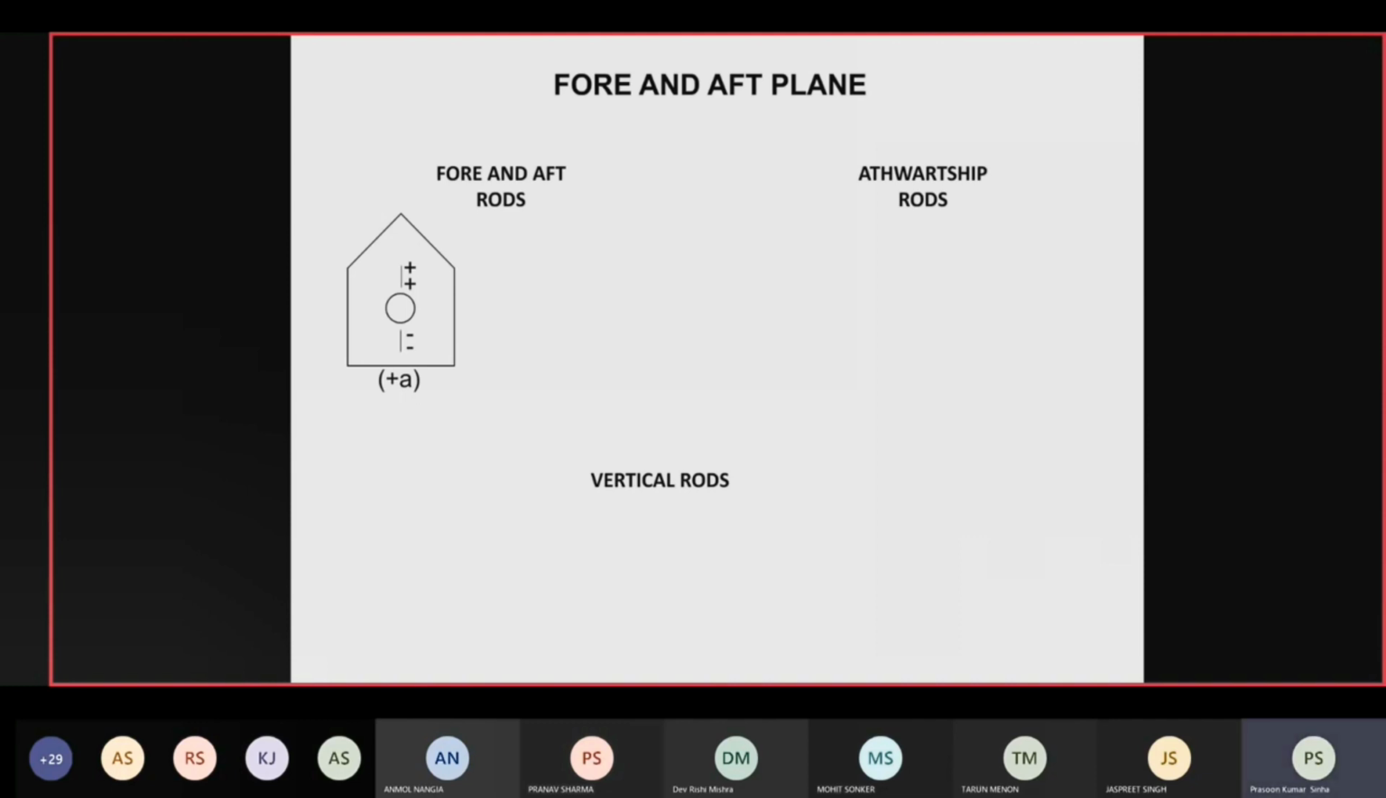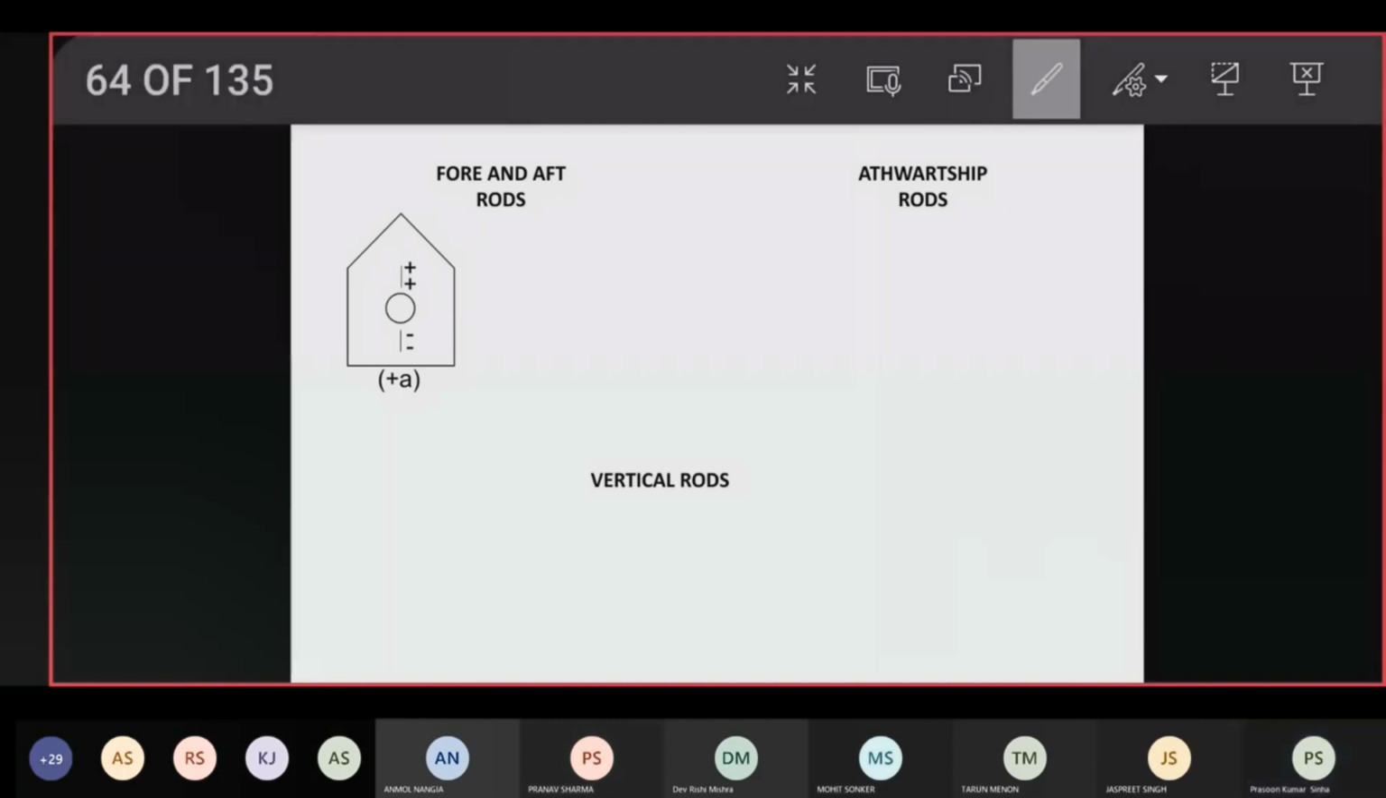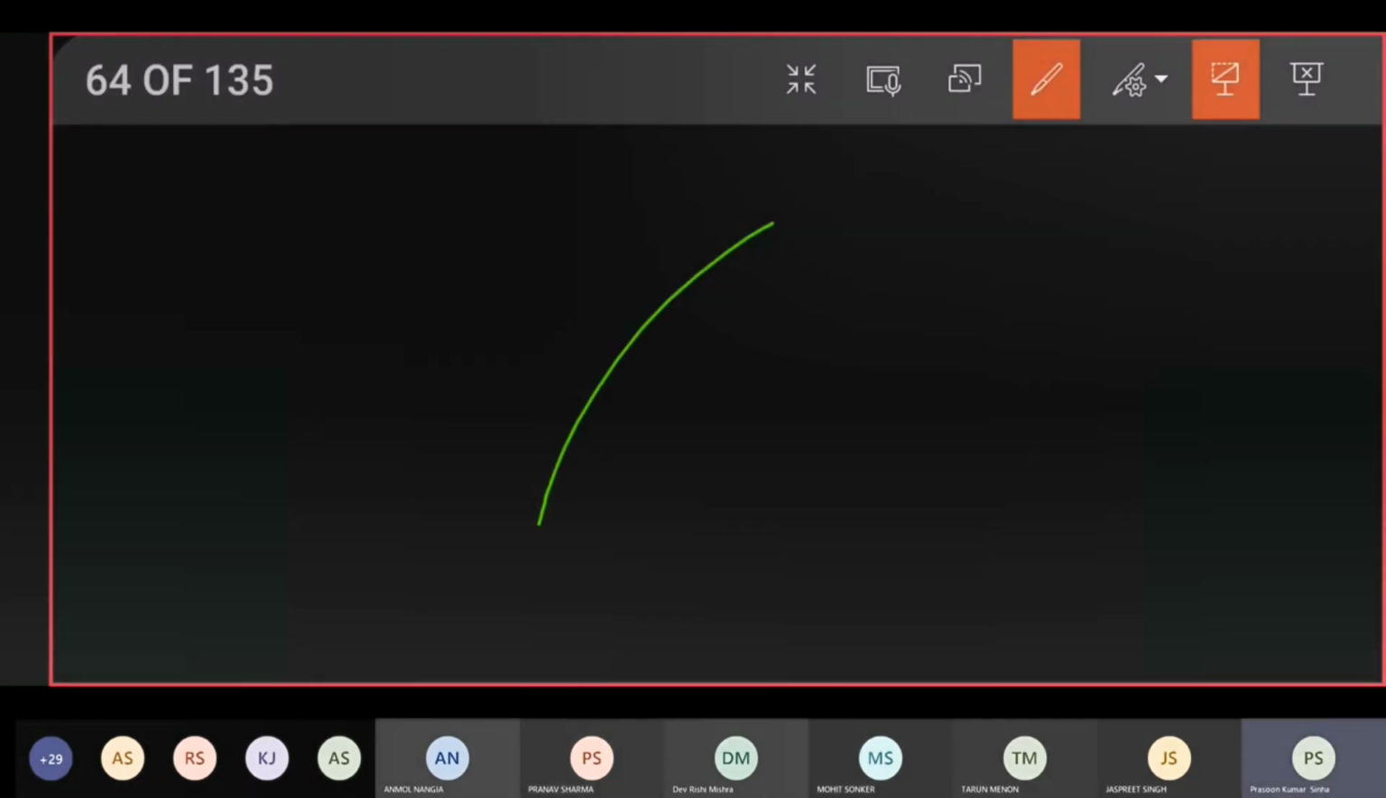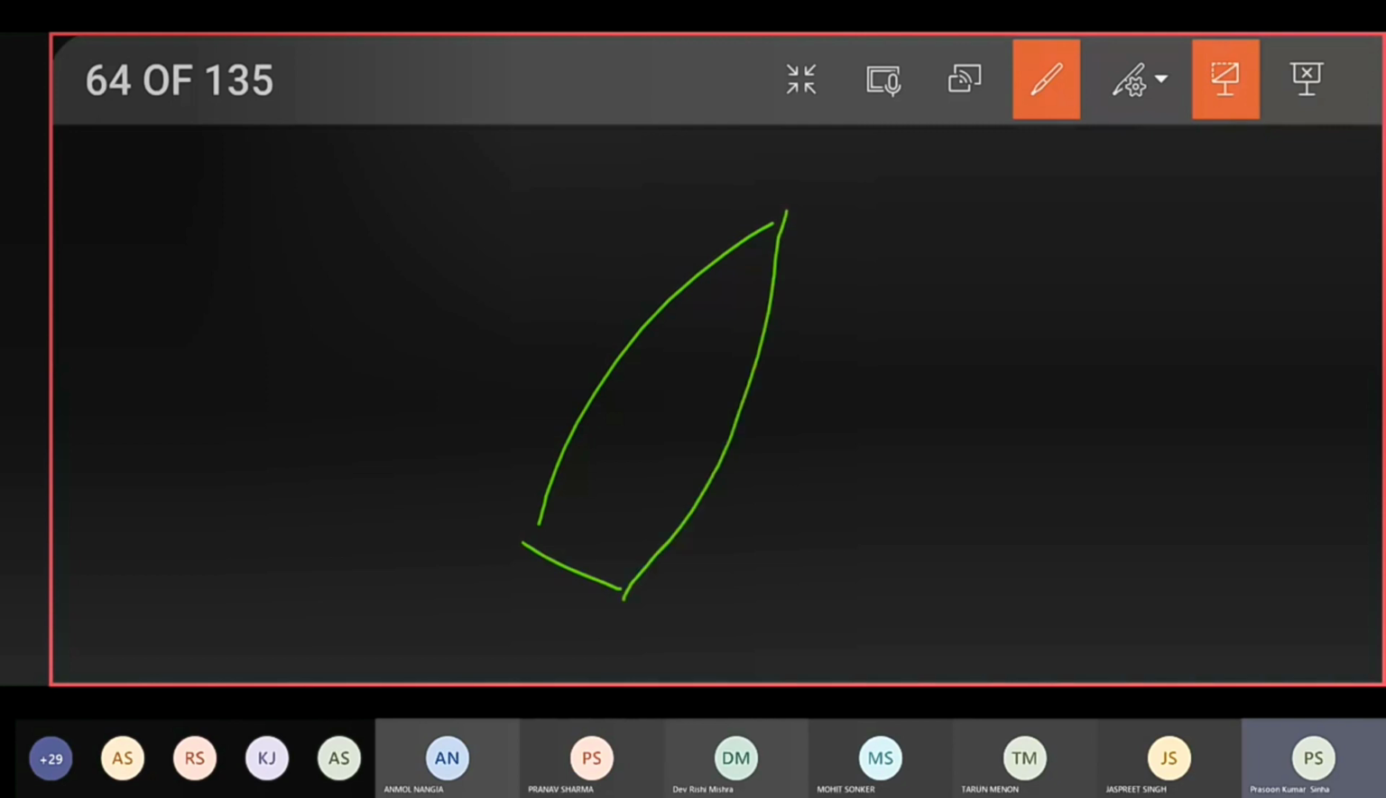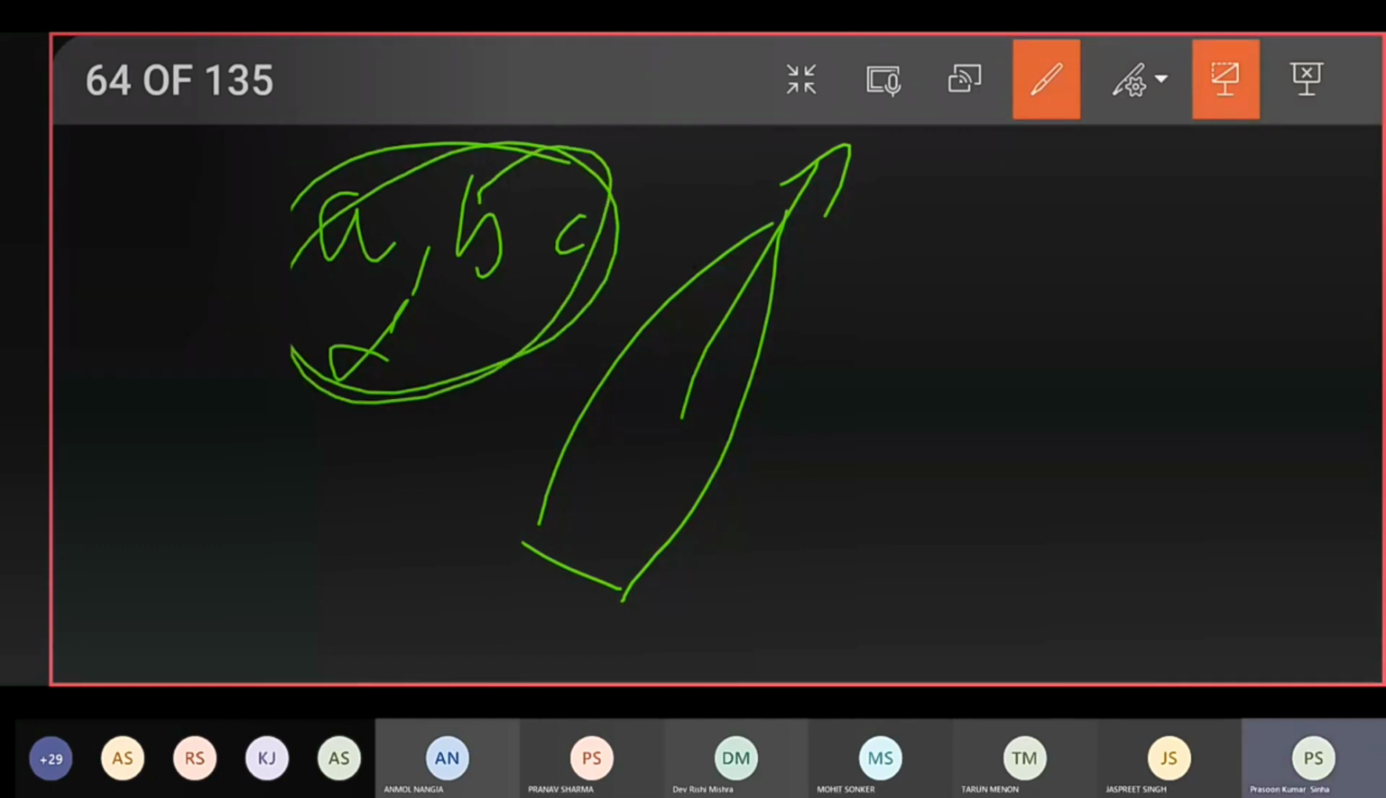As we have seen, for example, that let us say ship is going on this northeasterly course. So there will be rod A, B, C, D, E, F, and so on. So the combination of all these rods are described by means of coefficient of deviation.